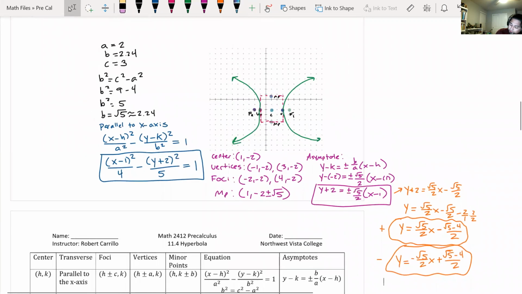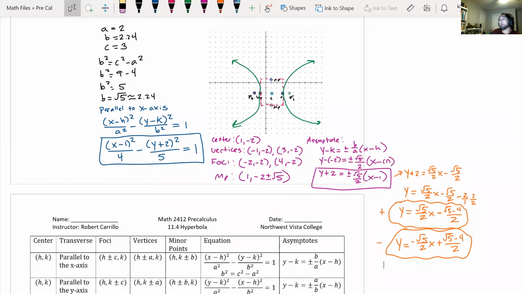Just awful. Okay. Any questions on that one? So if you know the components they give you, if you know A, if you know B, if you know C, and you know what axis you're parallel to, everything falls into place. Everybody good with that? Yes, sir. Okay.